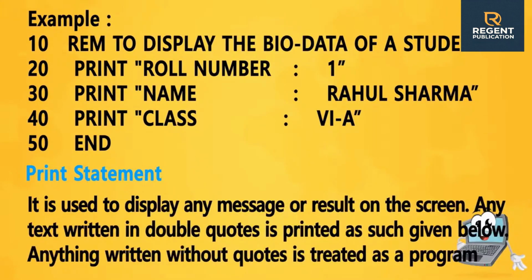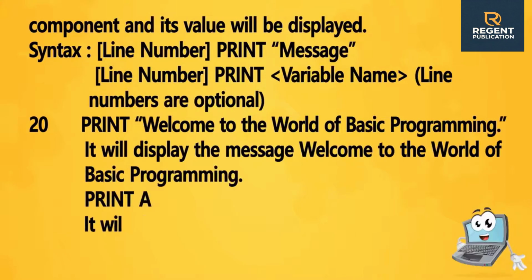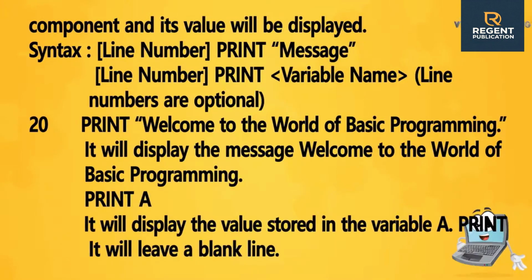Any text written in double quotes is printed as such. Anything written without quotes is treated as a program component and its value will be displayed. Syntax. Line number, PRINT message. Line number, PRINT variable name. Line numbers are optional. 20 PRINT "Welcome to the world of BASIC programming". It will display the message Welcome to the world of BASIC programming. PRINT A. It will display the value stored in the variable A. PRINT. It will leave a blank line.